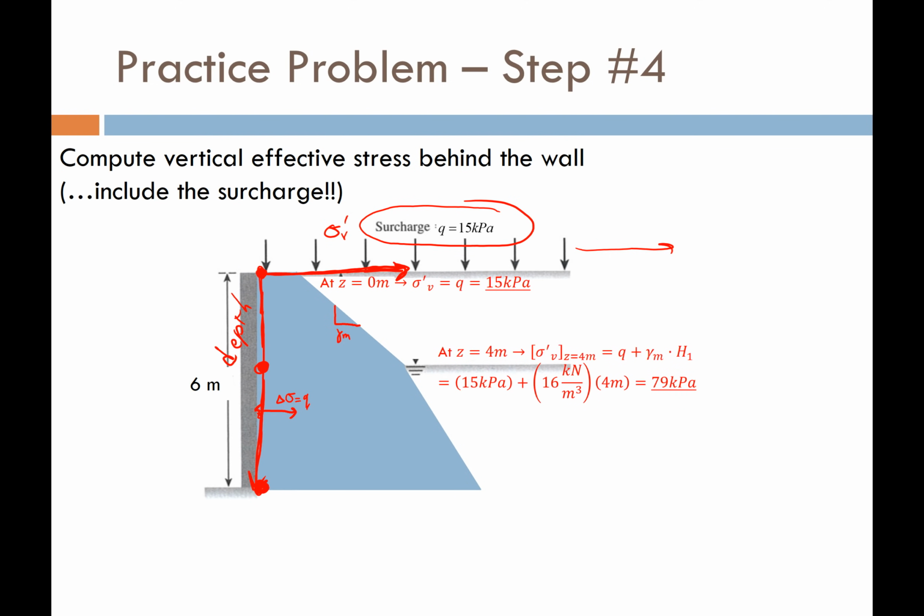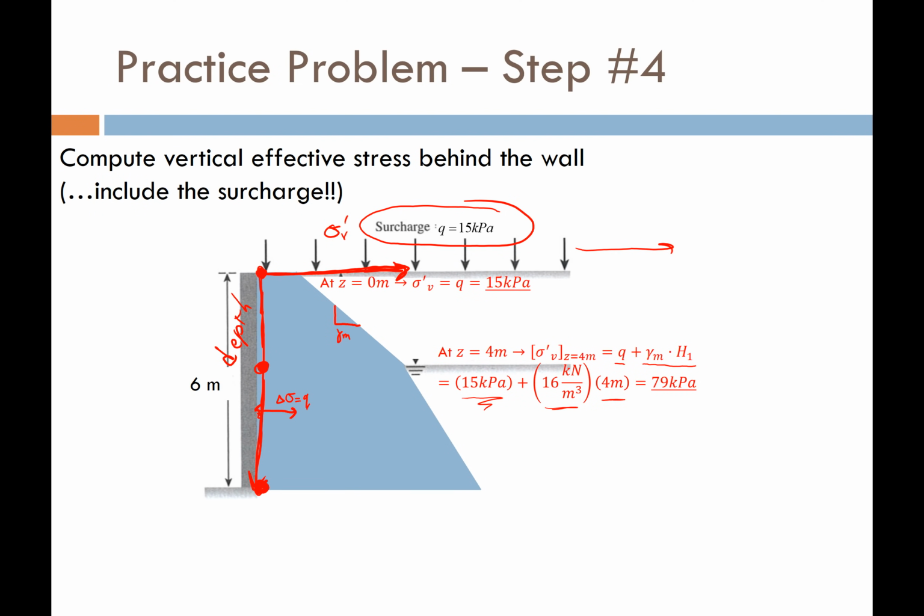So when I get to a depth of 4 meters, my effective vertical stress is going to equal the surcharge plus the effective stress, which is just the moist unit weight times the thickness of the soil. So moist unit weight for the upper soil is 16 kilonewtons per cubic meter. That was given. And the thickness of the soil is 4 meters. That was given as well. Again, the surcharge remains the same at 15 kPa.